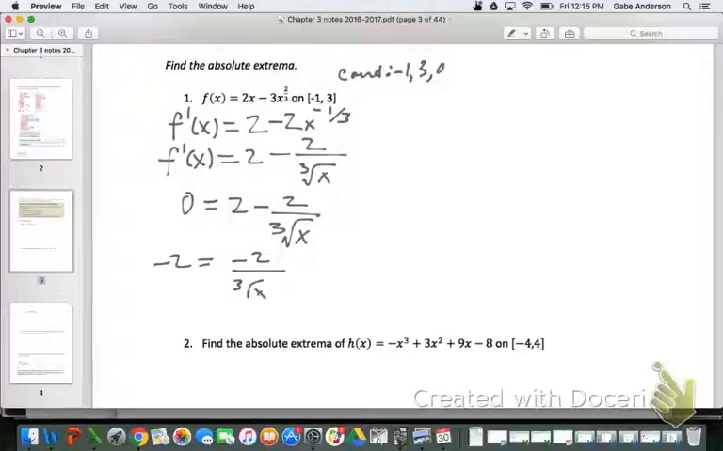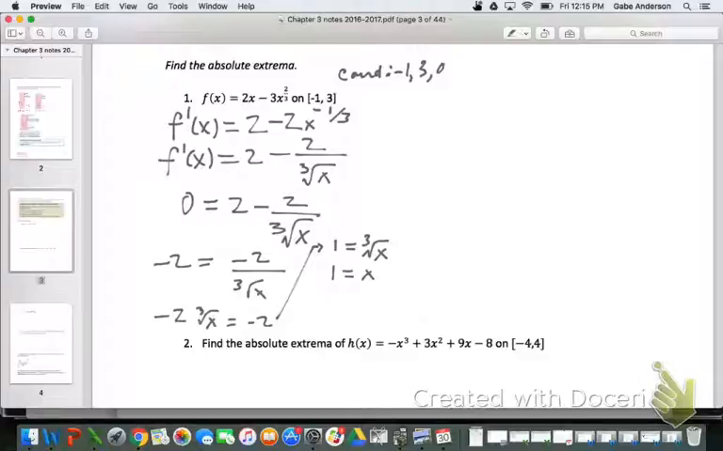What would you do next? Why wouldn't you just multiply both sides by cube root of x, right? We want it out of the denominator. So why not write -2 times cubed root of x equals -2. Now what? Yep, so when you divide by -2, you get 1 is equal to the cubed root of x. And so you cube both sides and you get x equals 1. Okay, so that is our final candidate.